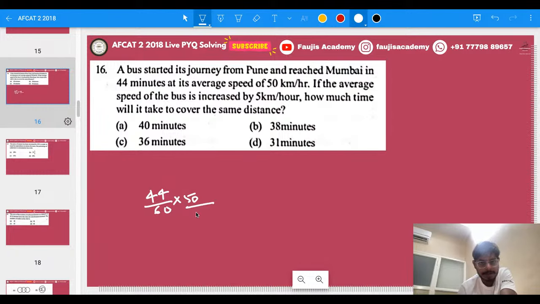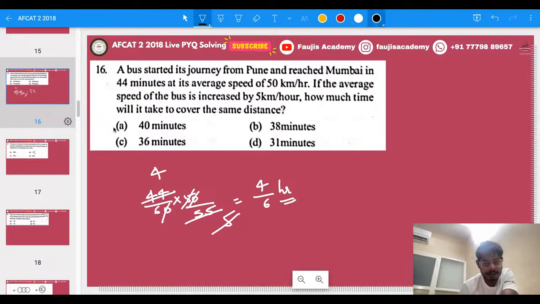Distance divided by speed. The new speed is how much? 5 kmph has been increased, right? Isn't it? We have increased 5 kmph, so 50 will become 55. Yes or no? So that means this is 4, this is 5, right? This is gone. Okay. 4 by 6 hours. 4 by 6 hours means what? Yes, absolutely, that's correct. 4 by 6 hours means nothing but your 40 minutes.